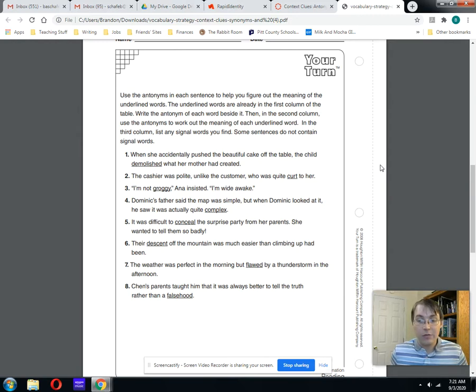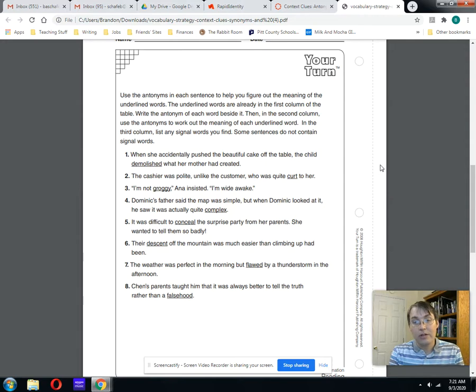But if you're looking for the antonym context clue, you find that she demolishes the cake that her mother had created. So demolishing is going to be the opposite of what her mother did, which is created. So we know that to create means to put something together, to build it. Demolish, therefore, must mean the opposite of that. It must mean to destroy, to wreck. And so that will be our definition.